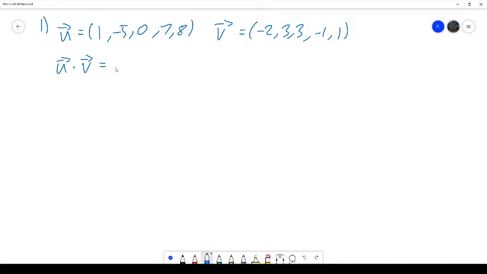So we're just going to have a negative 2 from there. Negative 5 times 3 is negative 15. 0 times 3 is 0, so we're not adding anything there. Then we get a negative 7, and then 8 times 1 is 8. And if we add all those numbers up, this should be minus 16. So the inner product is minus 16.